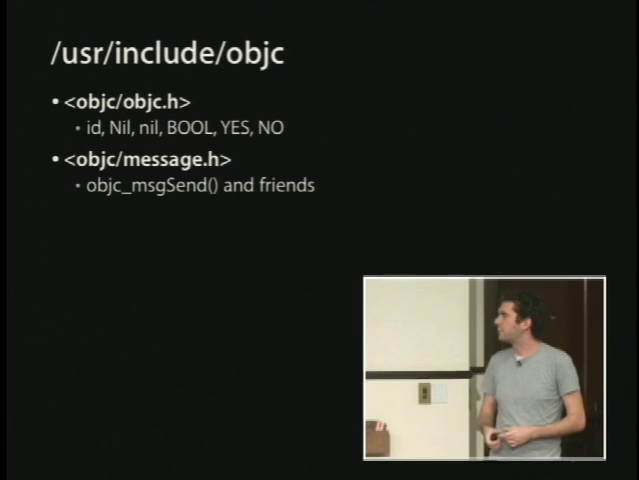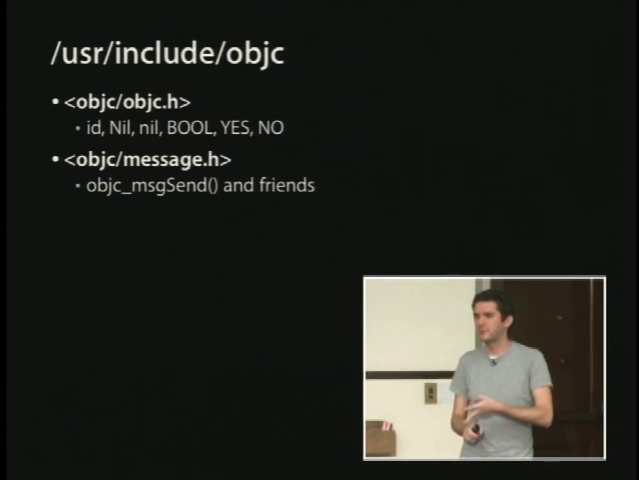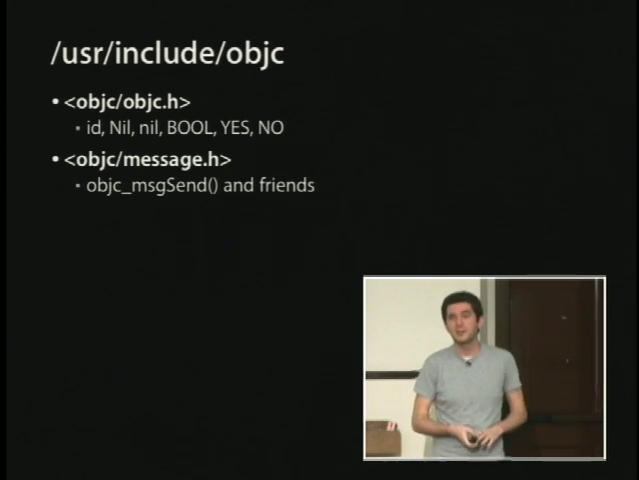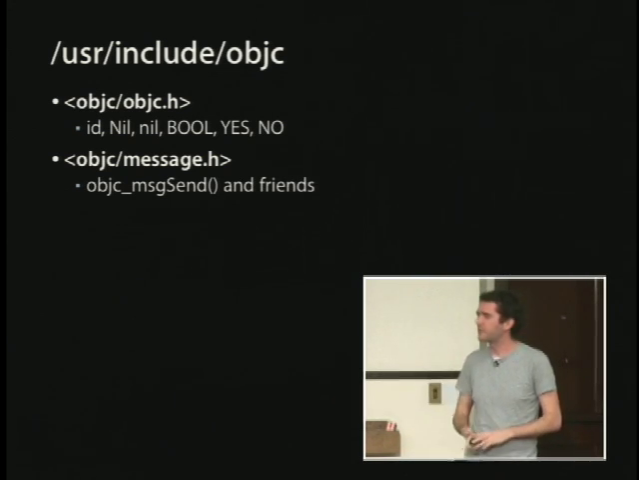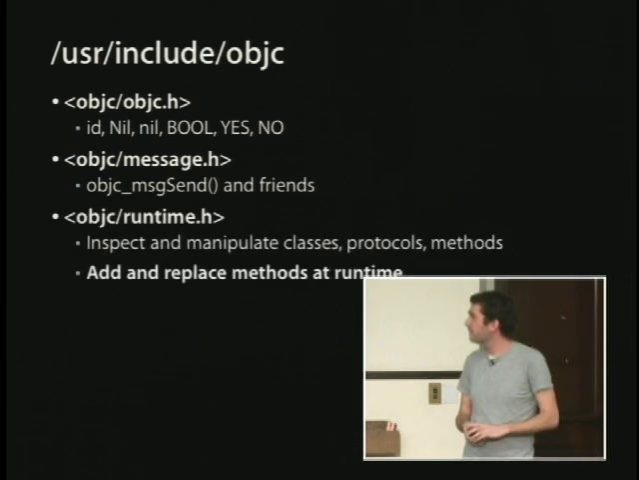And there's actually a couple of them. There's objc_msgSend, there's objc_msgSend_fpret for messages that return floating point values, objc_msgSend_stret for methods that return structures. But objc_msgSend is probably the most common one. It's used for anything that returns an integral value or a pointer or an object. Those are all defined in objc message.h.